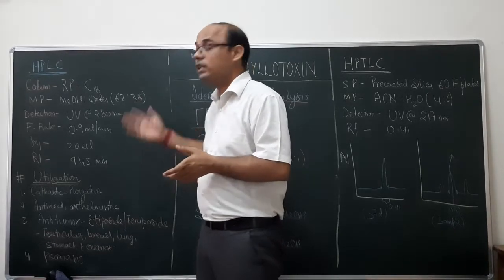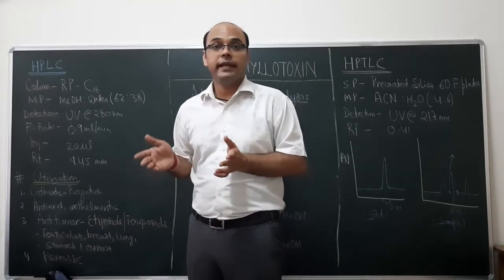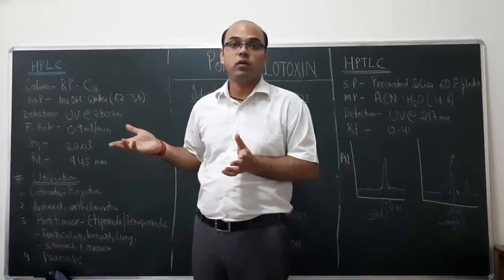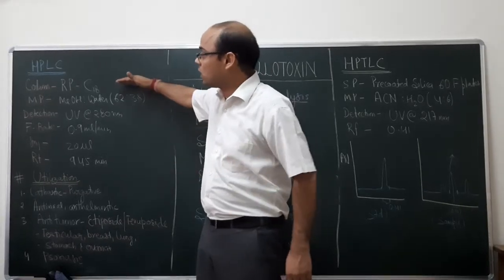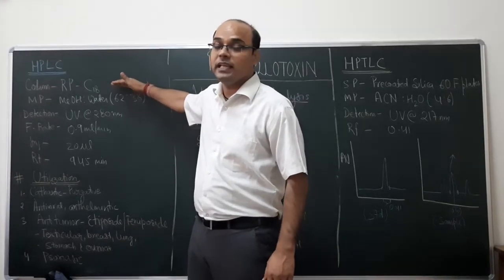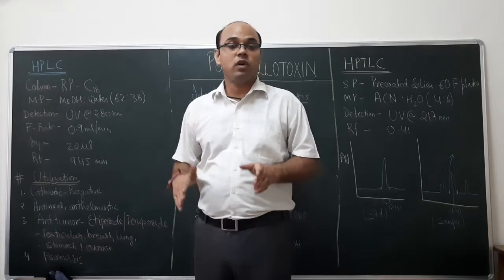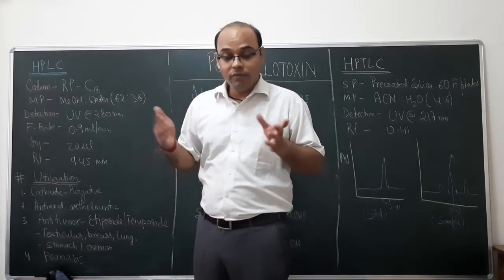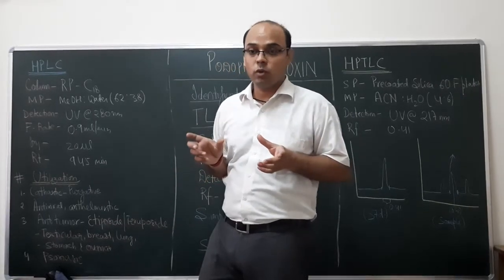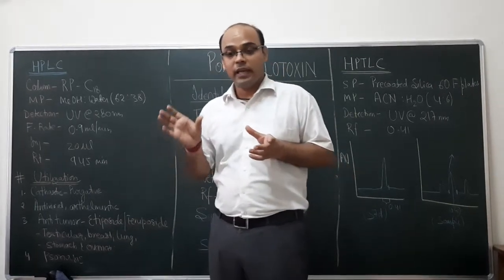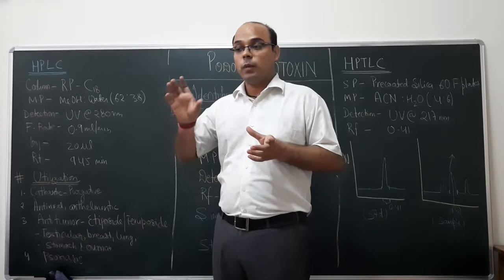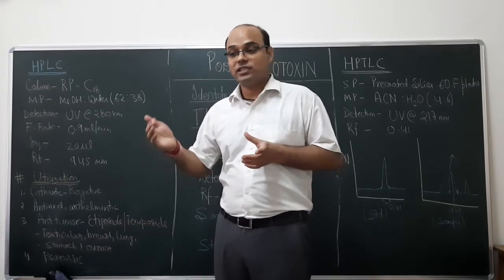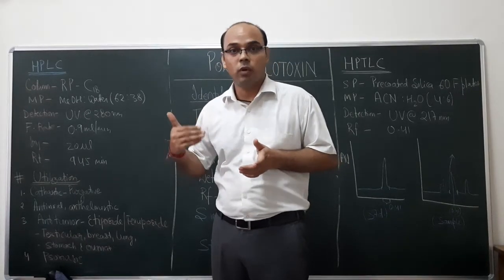It is also a very significant tool for the estimation of phytoconstituents. Here we have used the column RP C18. RP stands for reverse phase chromatography. Why are we using the term reverse phase chromatography? Because here we are using polar solvents and the stationary phase is non-polar.